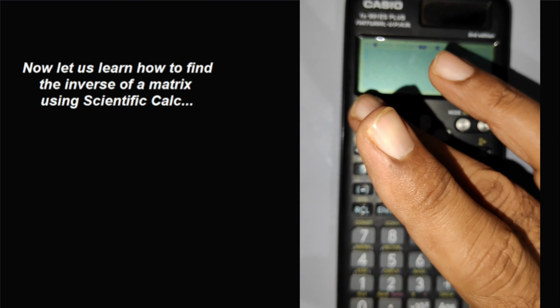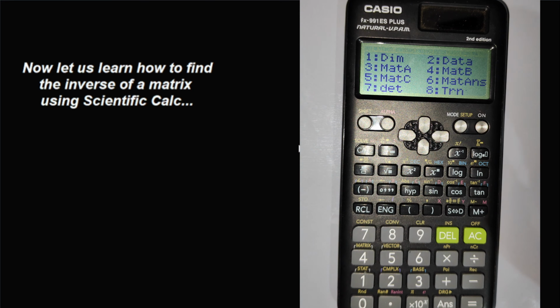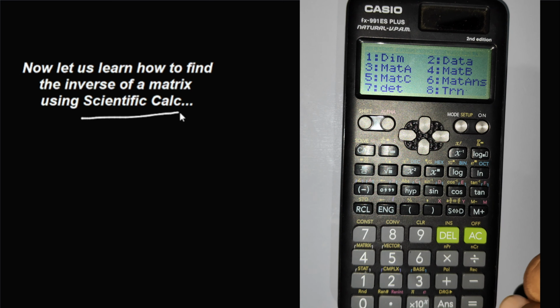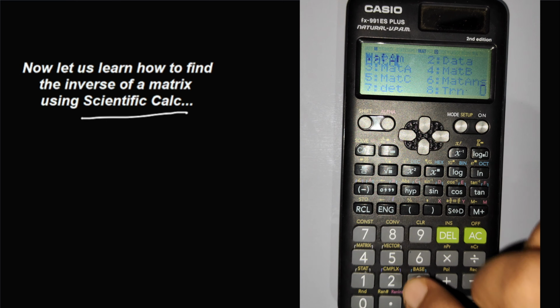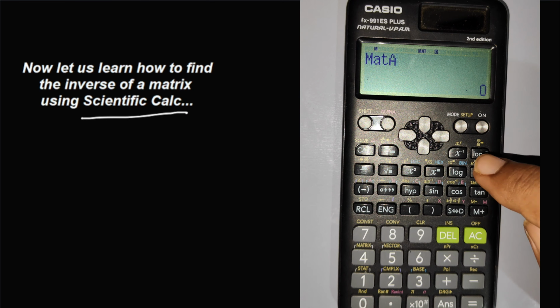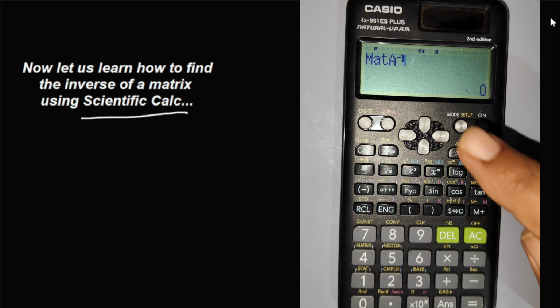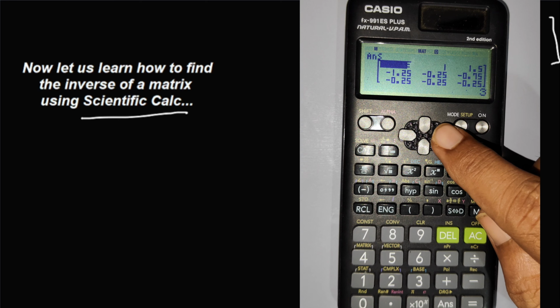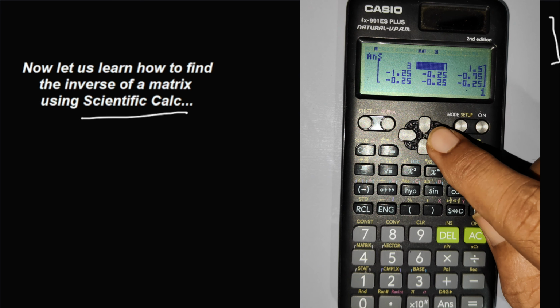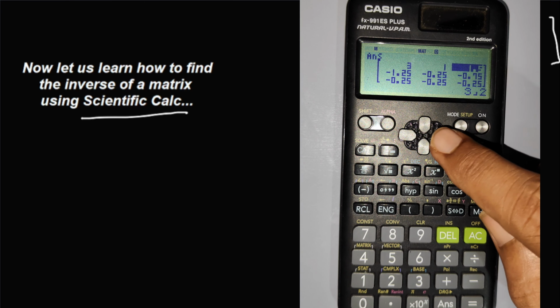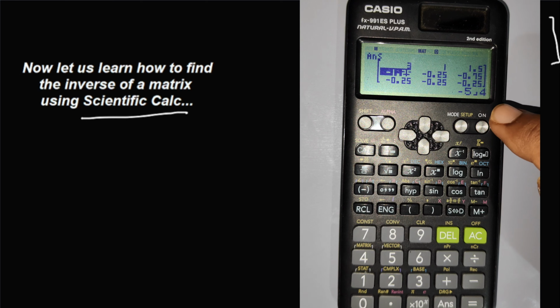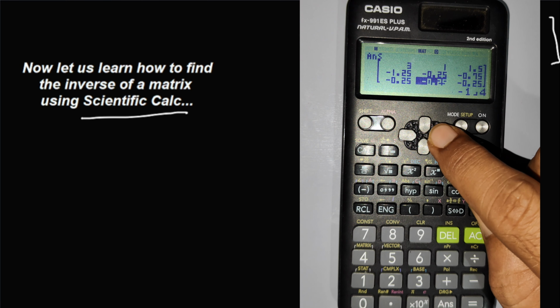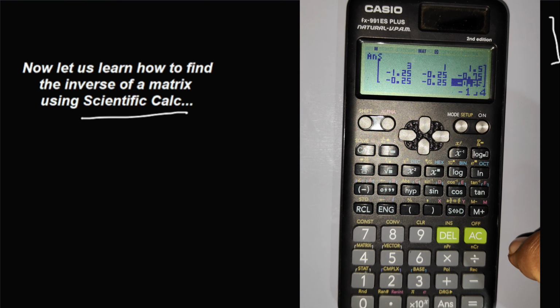So this is the matrix, right? Now press AC, shift 4. In 3 you have matrix A, right? Matrix A is in 3, press 3. We have selected the matrix A. You have x inverse here, you press it, you will get matrix A inverse. Press equal to, you will get the inverse of the given matrix. 3, 1, 3 by 2, minus 5 by 4, minus 1 by 4, minus 3 by 4, like that. You will get the inverse of the given matrix.